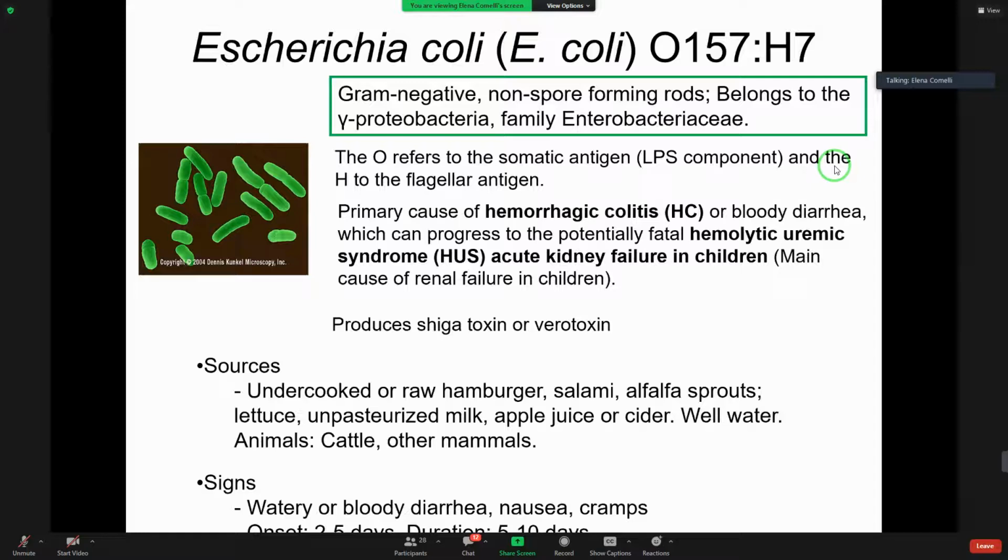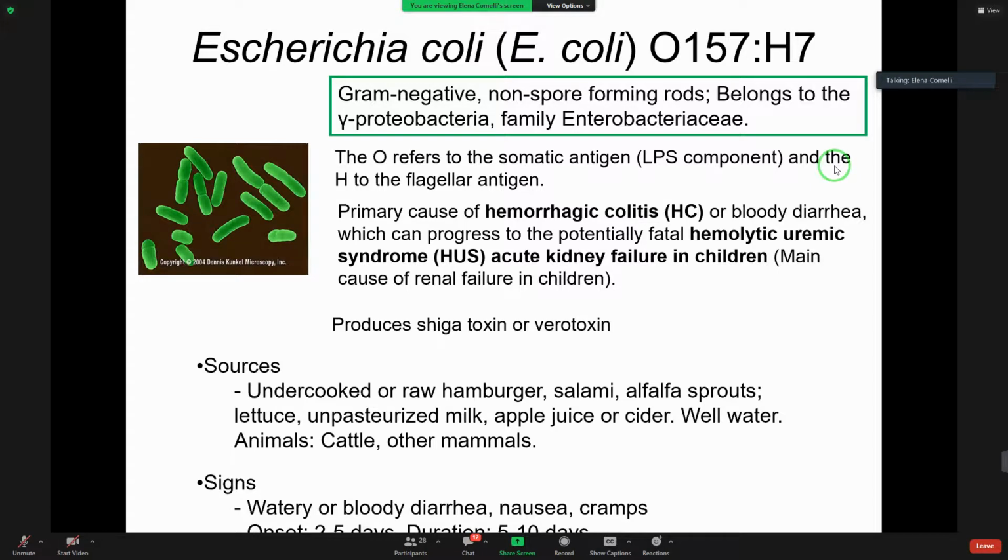So which are the causes, the sources of E. coli infection? So essentially it's undercooked meat, salami, alfalfa sprouts, not properly washed lettuce, so fresh vegetables, non-pasteurized milk, contaminated well water. Signs: watery or bloody diarrhea, nausea and cramps, and again, relatively quick onset within 2 to 5 days from infection.